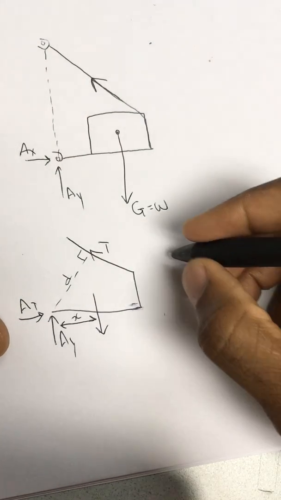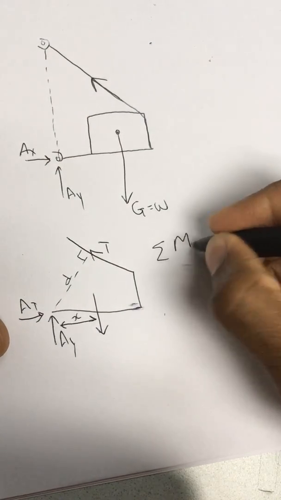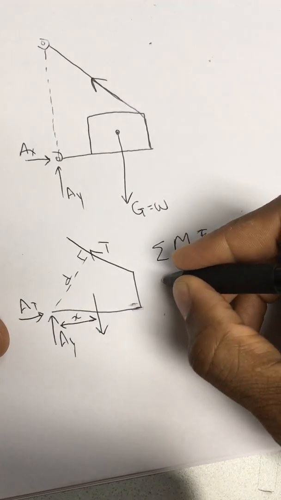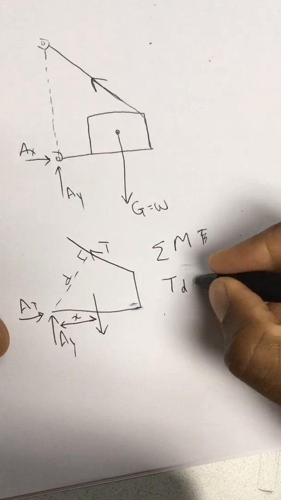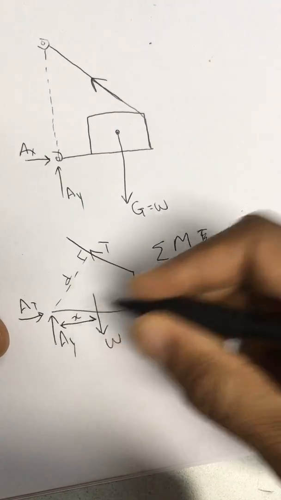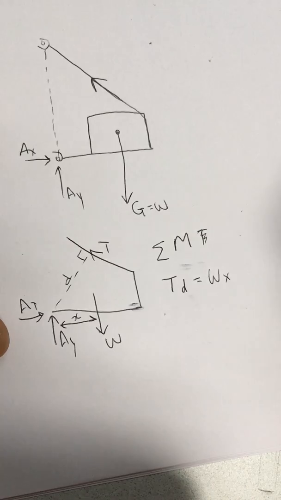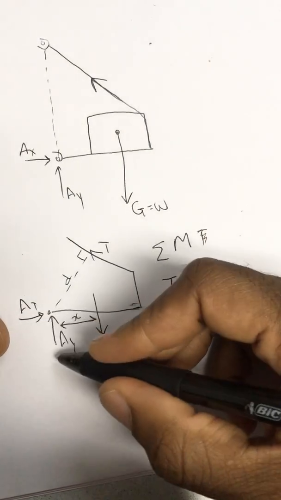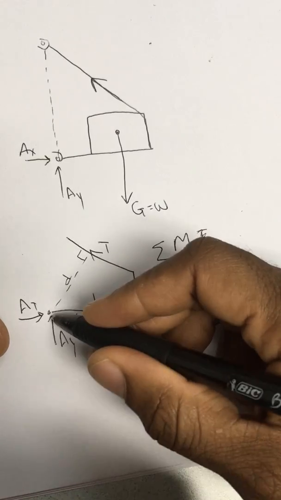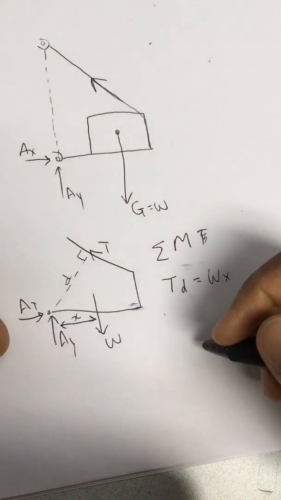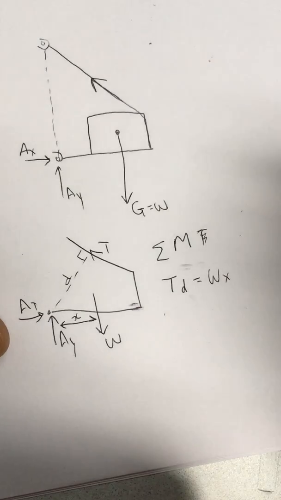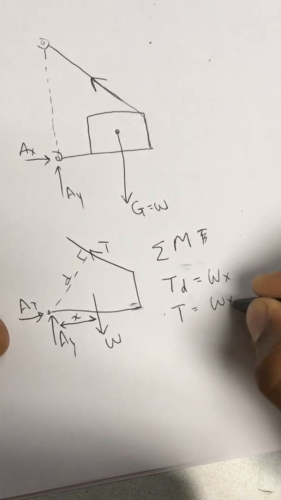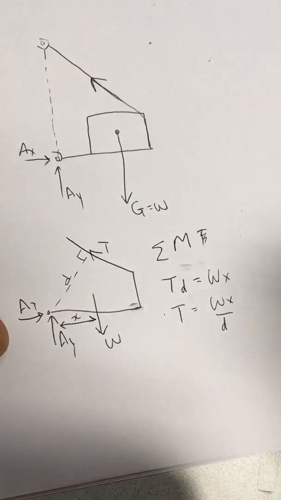If you sum the moments, you'd have the tension times D. Let me write that a little bit clearer. That would be equal to the weight times X, right? That's if you sum the moments about the point A. And remember that when you sum the moments about point A and you have these two forces acting up, you don't include them in your moment calculations, right? So that way you could calculate what T is in terms of D.